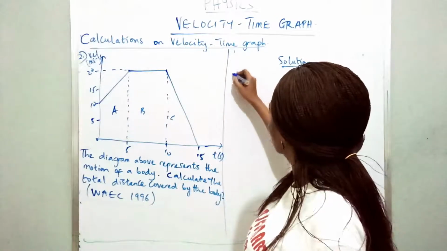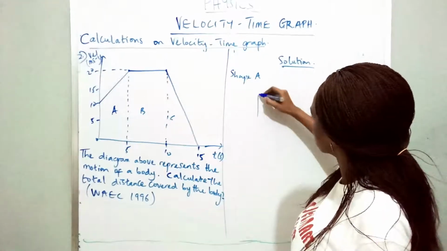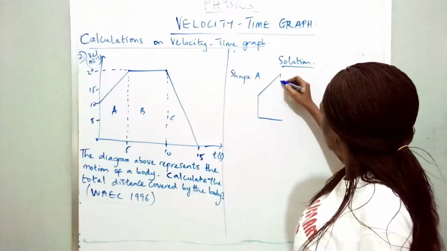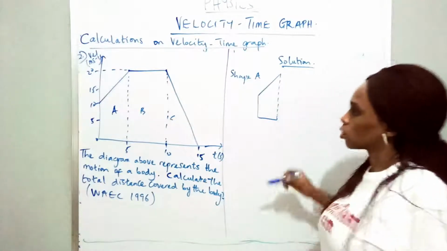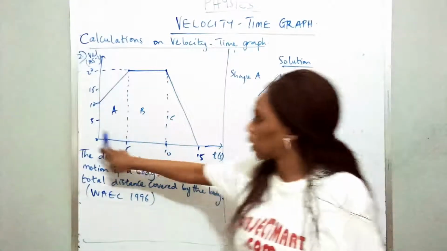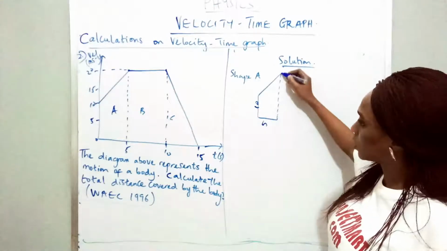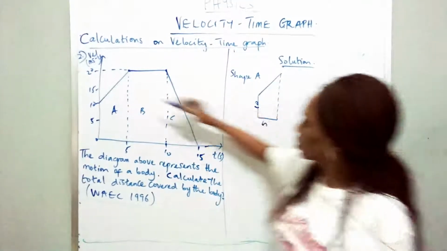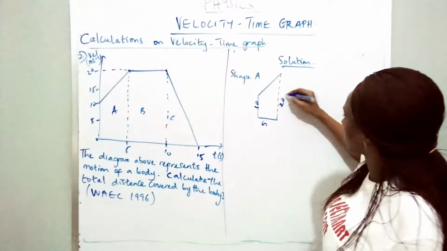If you look at the first shape, we have something like this for shape A. This is what we have. So, here to here is 10. The height here is 5, from here to here is 5. The distance from this point to this point is 20. And the distance from here to here is the same, which is 20.